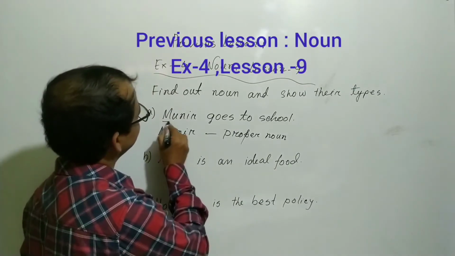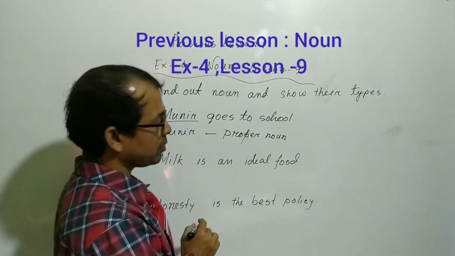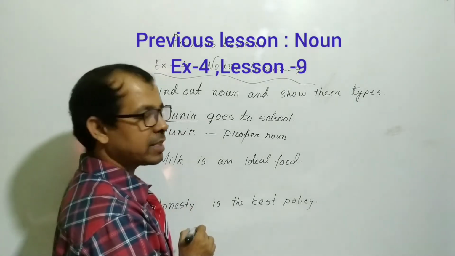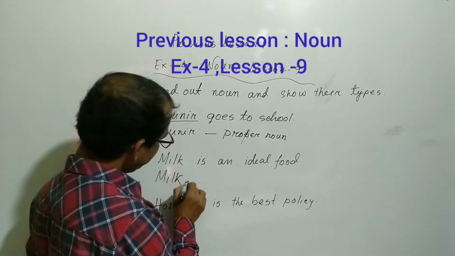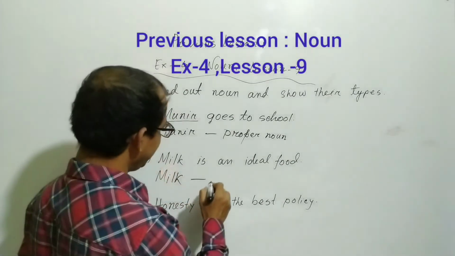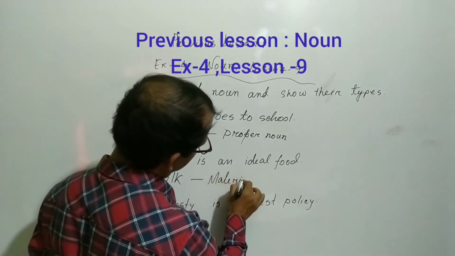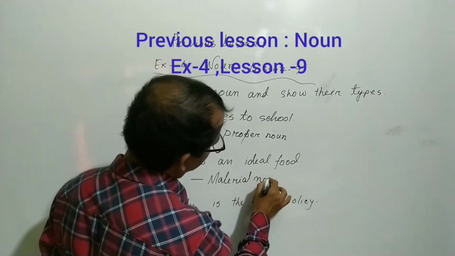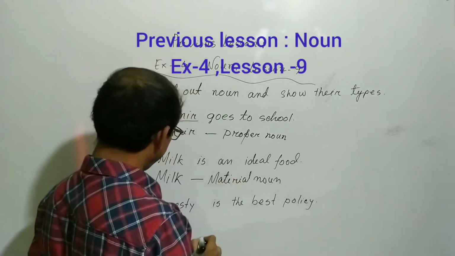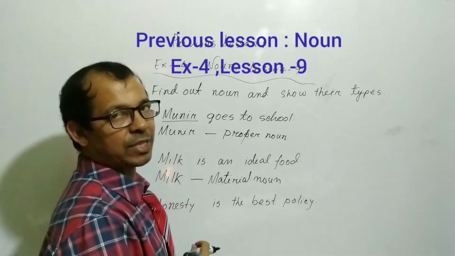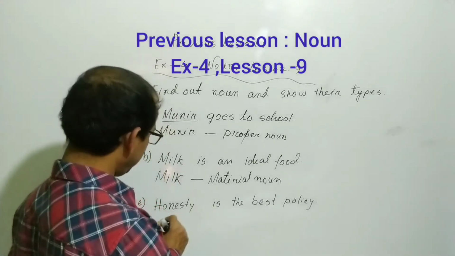Milk is an ideal food. My dear student, can you tell me which one is the noun? Yes, milk. Can you tell me what kind of noun this is? Yes, this is a material noun, M-A-T-E-R-I-A-L, material noun. Can you tell me why? Because milk cannot be counted. We cannot count. That's why this is a material noun.